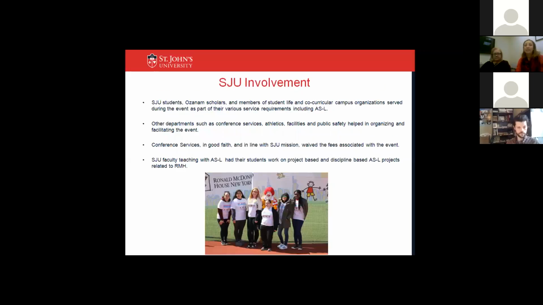In the end, like I mentioned, we had many different departments from St. John's, such as facilities, public service, athletics, public safety, volunteering their services. The space was donated by the university to Ronald McDonald for that day. And we had 120 students volunteering in different capacities.